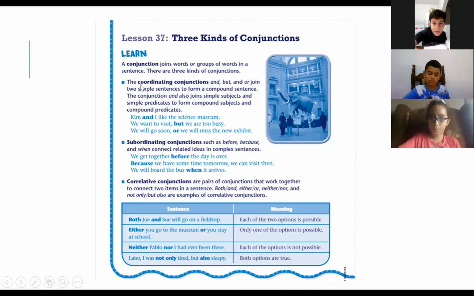We have first the coordinating conjunctions. These are the common ones you know: and, but, or. Yes, the ones that you commonly know.